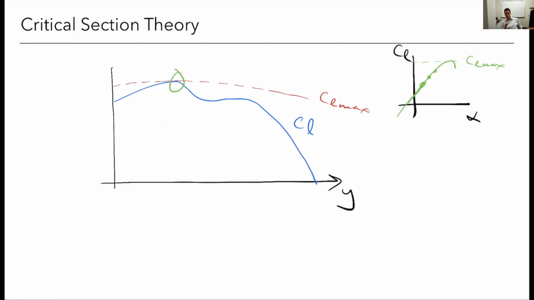So here's the important takeaway here, right? These curves here on the right tell me when the airfoil is going to stall. But this is going to help me know when my wing is going to stall. And basically what critical section theory is saying is that my wing will stall when any one of these airfoils is going to stall. In other words, its CL reaches CL max, okay?